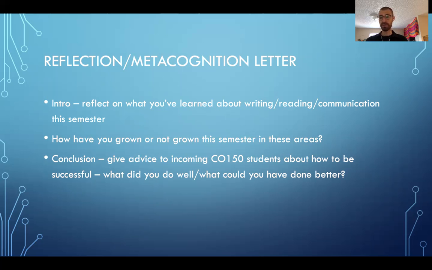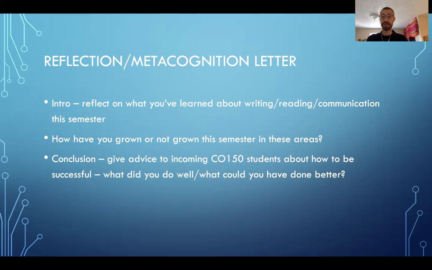We're just going to go over them really briefly here. These are all on the assignment sheet, which is already up on Canvas. And so if you want to look at them in more detail, you can do that. But I want you to write an intro about 125 words in which you reflect on what you've learned about writing, reading, communication, critical thinking this semester, and talk about how you've grown or not grown this semester in those areas. So let's say that you feel like you've gotten a lot more comfortable as a writer, or you feel like you've learned some new ways of thinking. That's great.